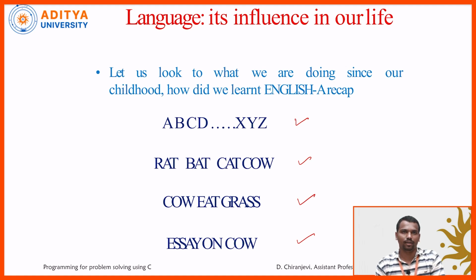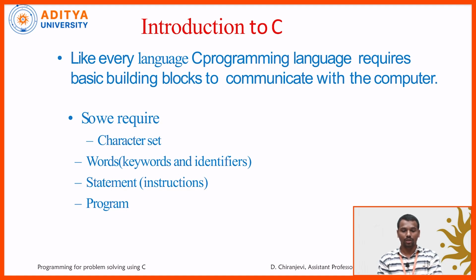You can follow the same procedure. First, you need to learn those alphabets, and then you will learn about words. Then you can learn about sentences. Then you can learn about programs, that is, the paragraph. So, like every language you learn, the C programming language also requires some basic building blocks to communicate with the computer. The basic building blocks are that you need to learn about the character set, and then those words like keywords and identifiers.